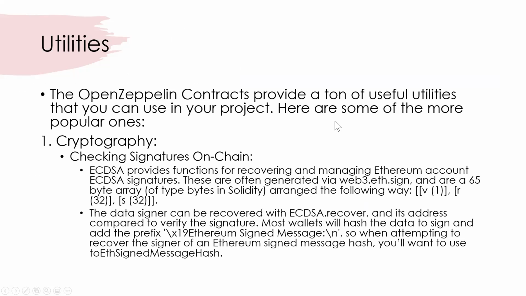So the last one we're going to talk about is the utilities that OpenZeppelin provides. It provides a lot of useful utilities, and we're just going to run through a bunch of them. There's a lot. You can go to the website to look at that. So it has one for cryptography, checking signatures on the blockchain. So that's what this one does.